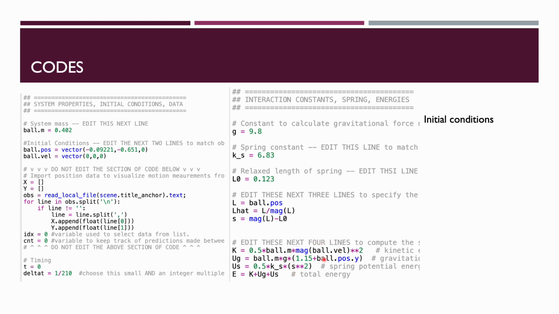And for the gravitational potential energy, the fixed end of the spring was about 1.15 meters from the ground, so the height of the object was calculated using the function here.